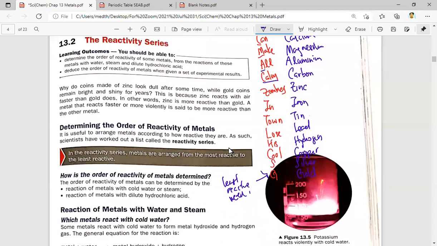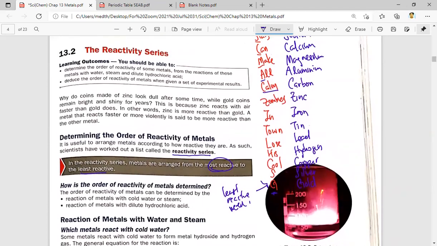So first things first, let's go on to what is being mentioned here. Determining the order of reactivity of metals. It's useful to arrange the metals according to how reactive they are. So scientists have worked out a list called the reactivity series, which is what we are seeing here. In the reactivity series, metals are arranged from the most reactive all the way up there, potassium, to the least reactive all the way down here, which is gold.